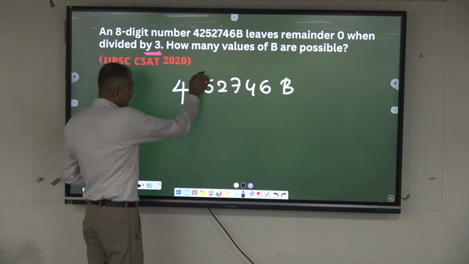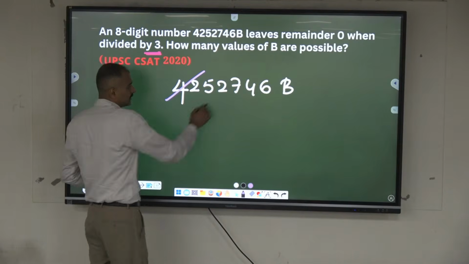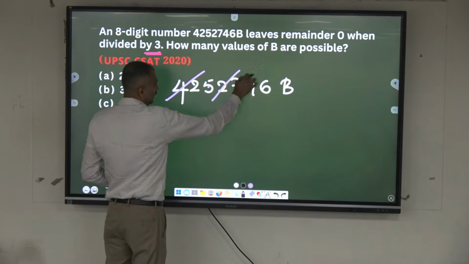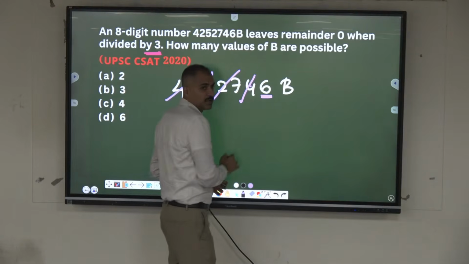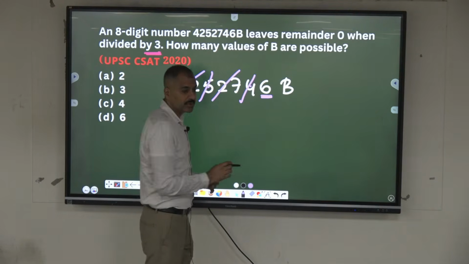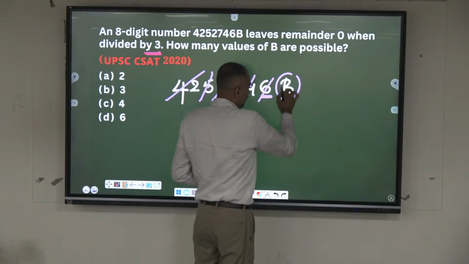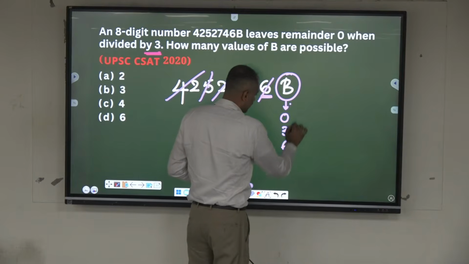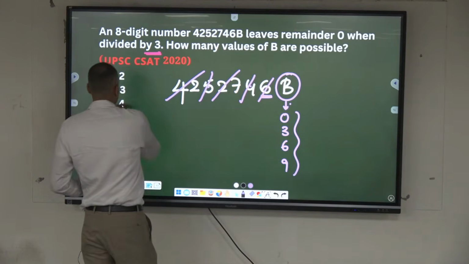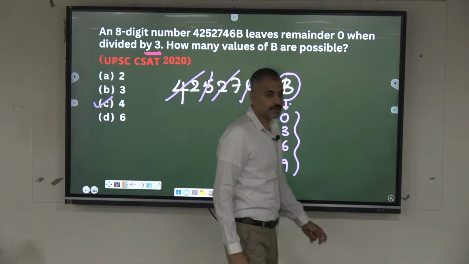See, 4 plus 2, 6, divisible, right? 7 plus 2, 9, divisible. 4 and 5, 9, divisible. What remains here? 6. Is 6 divisible by 3? Yes. So what should I substitute at the place of B? 0, 3, 6, 9. Simple. 4 possible choices. Do not forget 0.